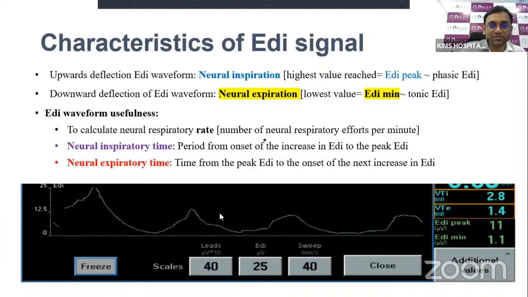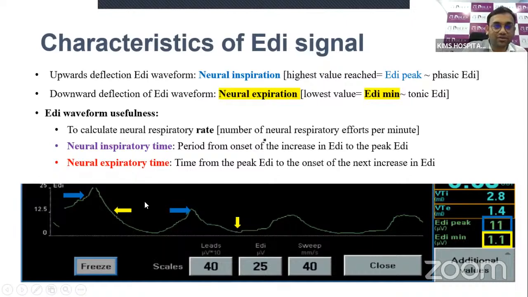So this is the EDI signal. The first thing is there is an upward deflection in the EDI wave. This is the neural inspiration. Your brain wants to inspire by sending the signal at this point of time. This is the EDI peak. The EDI peak is the maximum EDI signal that is being generated from the brain. The next thing is a downward deflection of the EDI waveform. The downward deflection is the neural expiration. Our brain wants to expire at this phase by stopping the inspiration. We can see this lowest value during the expiration. This is called the EDI min.